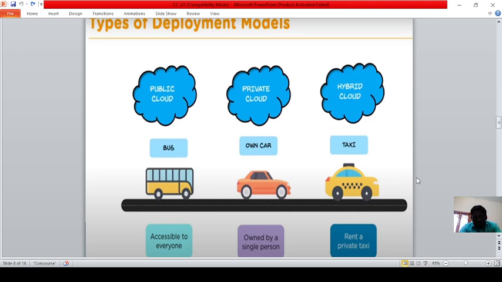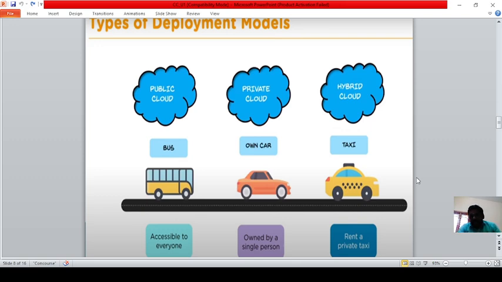And then next, there is a public cloud, where everyone can access the services. Another one is a private cloud. Private cloud is where the service is for an organization or a single person, just as in your own car. In that own car, it is used only by the owner. It is owned by a single person, and only that single person can use this type of services.